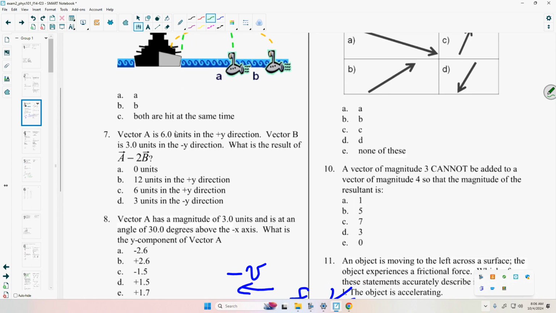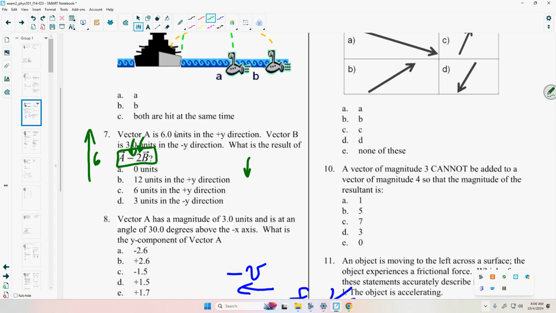Okay, you're going to see one like this too. It'll be a little bit different, but you'll definitely see one like this. I find that it's useful to draw a picture first. Look at my operation. A is positive and it's not multiplied, so I'm going to draw a vector A. It's 6 units in the plus y direction. So this is 6 units. And then vector B normally would be 3 units in the negative y direction, but I'm doing 2 things to it. I'm doubling it and I'm negating it.